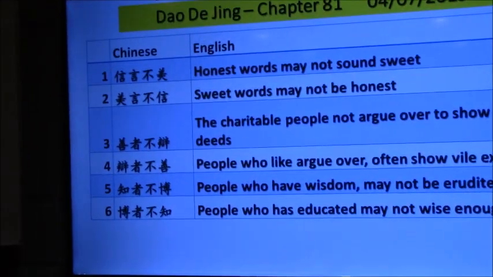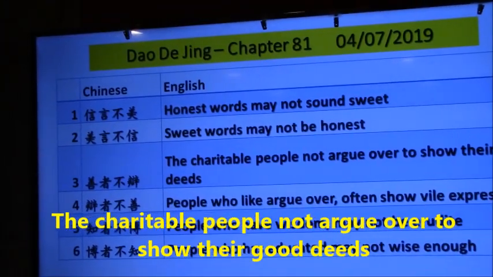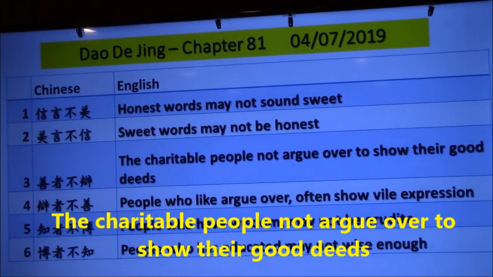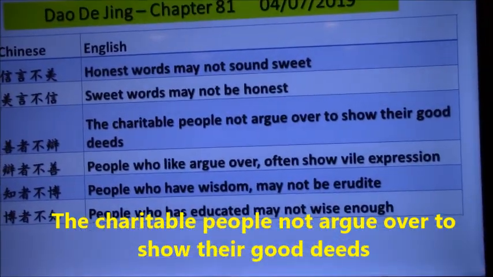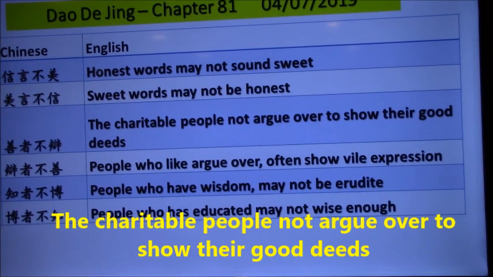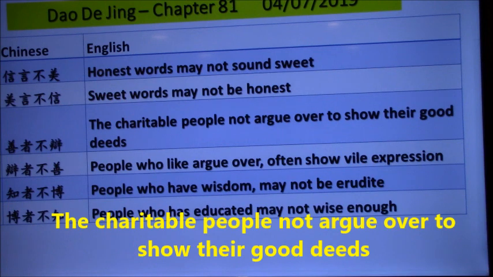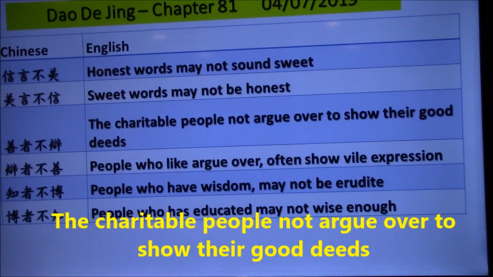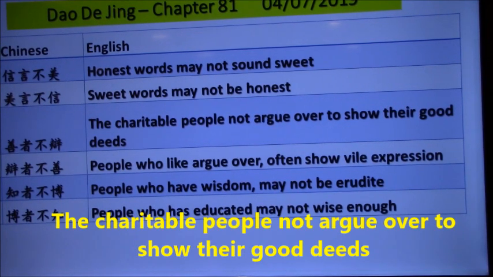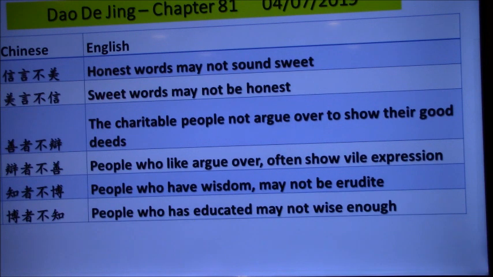And the key word is honest, called xin. The charitable people do not argue over to show their good deeds. So who are the charitable people? We can say virtuous people, people very kind, very honest. They don't use arguments, they don't use conflict words.